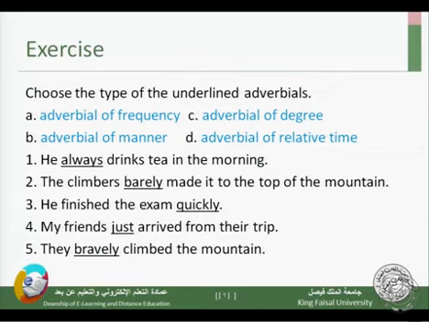Number 1, he always drinks tea in the morning. This is something that happens frequently. Always, someone who drinks tea frequently. So always is an adverb of frequency. The correct choice for number 1 is A. Number 2, the climbers barely made it to the top of the mountain. We said this is a degree, okay? The degree that they made, they barely made it. So it took them long enough, and they were very tired, but they barely made it to the top of the mountain. This is an adverbial of degree.